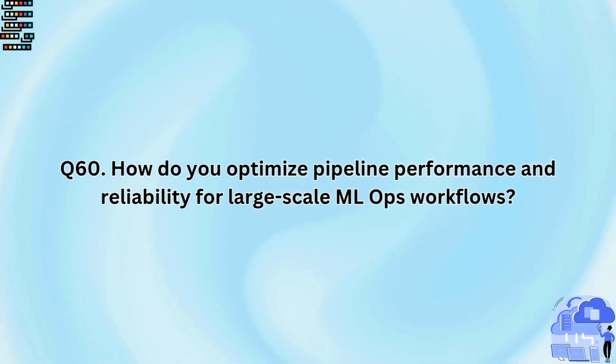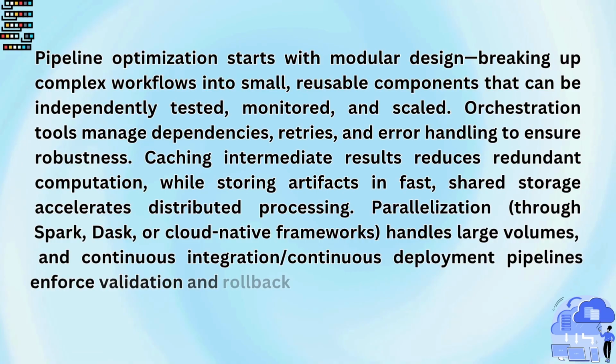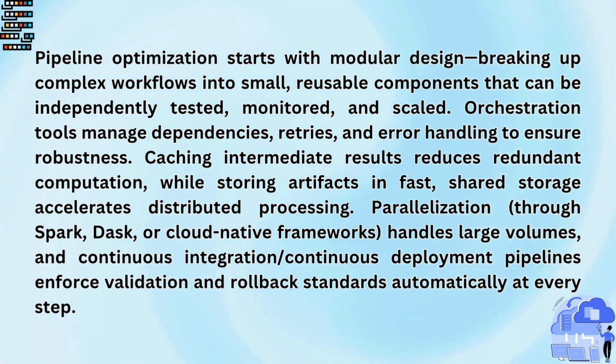How do you optimize pipeline performance and reliability for large-scale ML Ops workflows? Pipeline optimization starts with modular design, breaking up complex workflows into small, reusable components that can be independently tested, monitored, and scaled. Orchestration tools manage dependencies, retries, and error handling to ensure robustness. Caching intermediate results reduces redundant computation, while storing artifacts in fast, shared storage accelerates distributed processing. Parallelization through Spark, Dask, or cloud-native frameworks handles large volumes, and continuous integration and continuous deployment pipelines enforce validation and rollback standards automatically at every step.